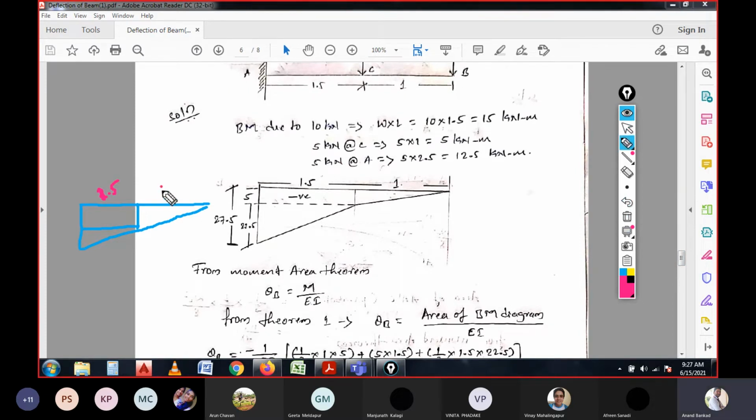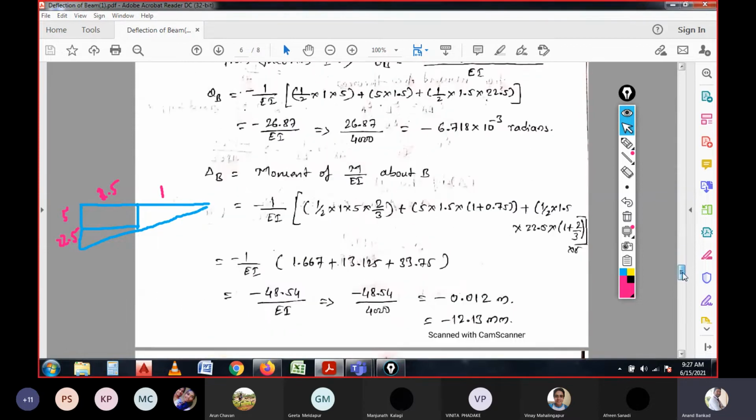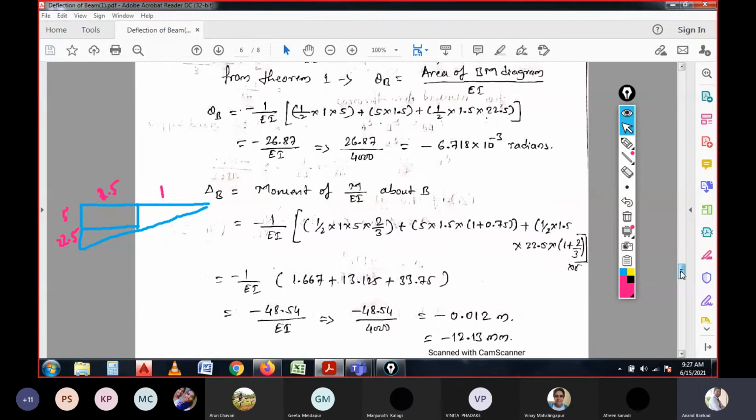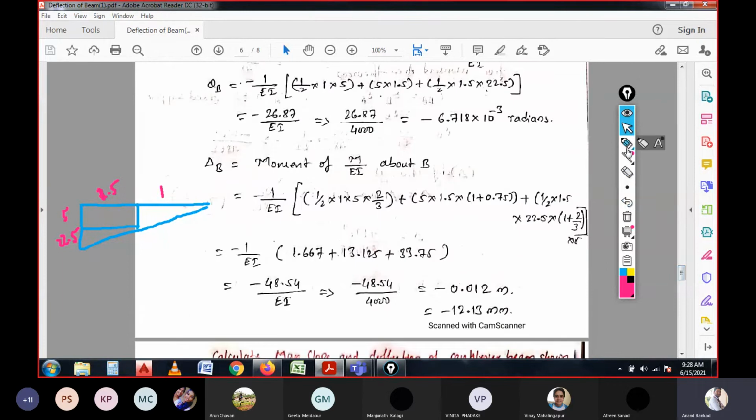This is for 1 meter, and this is 5, and this is 22.5, right? So for this we need to have the bending moment, that is CG values. So here, just if you observe over the diagrams, it is 1.5 and it is 1. So since it is first one, half base into height. Whatever we are calculating, the deflection is for the point C or point end over here.